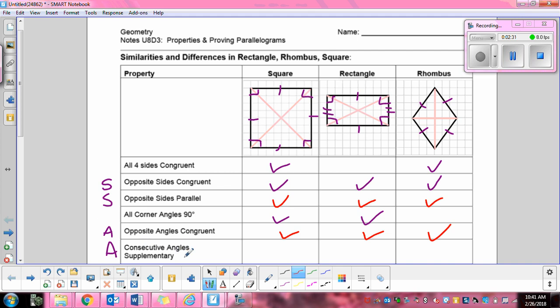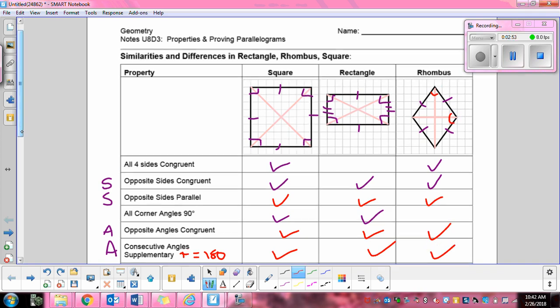Consecutive angles are supplementary. That means that they add up to equal 180, and that is true in all of them. Consecutive means the ones right next to each other. So 90 and 90 is 180, 90 and 90 is 180, 90 and 90 is 180, 90 and 90 is 180. But also in a rhombus, whatever this is, if you add it to the bigger angle, they're going to equal 180. So it's true in all parallelograms.